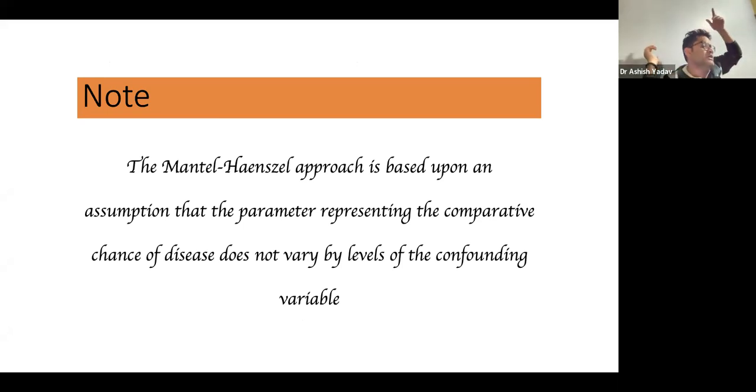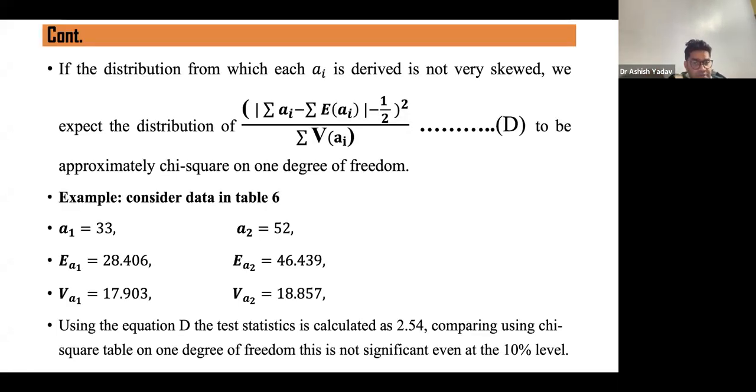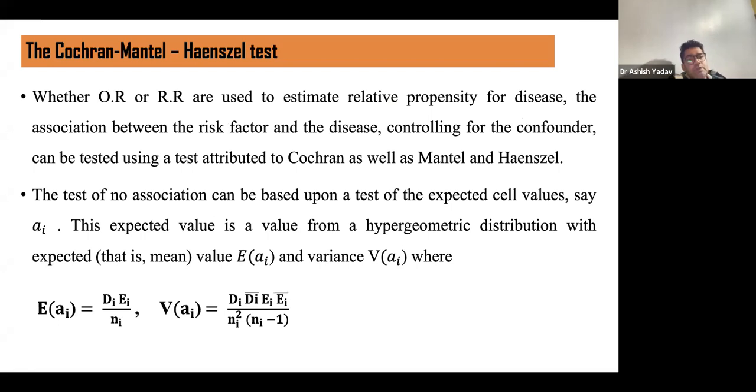So whenever you are using a Mantel-Haenszel test, it is exclusively for a confounding variable only. If the third factor variable is not a confounding variable but an interaction variable, then you cannot use the Mantel-Haenszel approach. So first, once your data comes to you, you have to apply the Cochran and Mantel-Haenszel test. This is a test for the interaction variable.